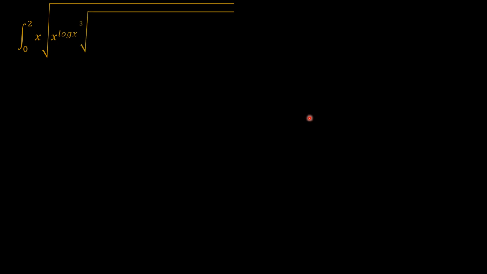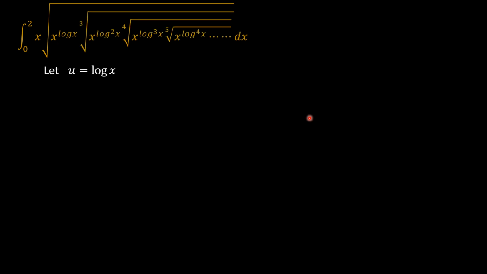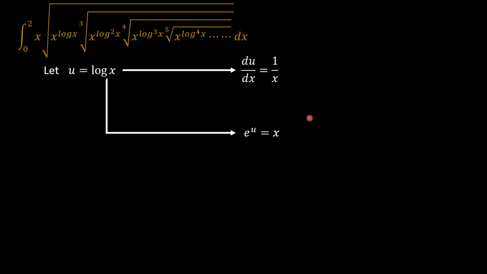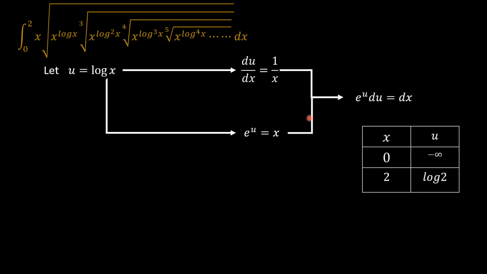So first, we would have to let u be equal to log x, so that du/dx is 1 over x, and e to the power u is the same as x. And therefore, e^u du is equal to dx. And then if we look at the limits here, when x is equal to 0, log of 0 tends to negative infinity, and when x is 2, log 2 is equal to u.